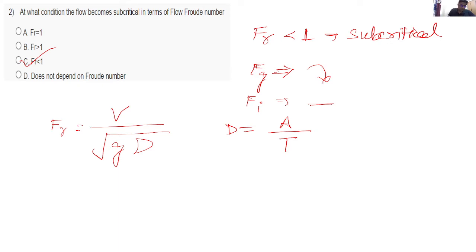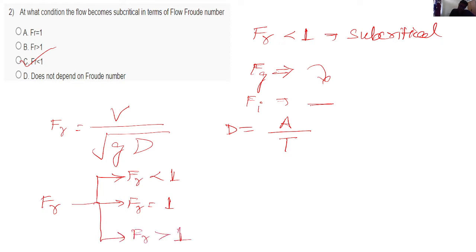Okay, so we can demarcate Fr, the Froude number, into three different classes. If the Froude number is less than 1, it's subcritical. If Froude number is equal to 1, then it is critical flow. And if the Froude number is more than 1, then it is supercritical flow. Now, this subcritical flow can also be called as slow or a tranquil flow, whereas the supercritical flow can also be called as fast or rapid flow.